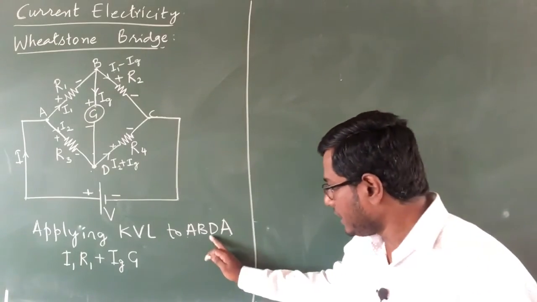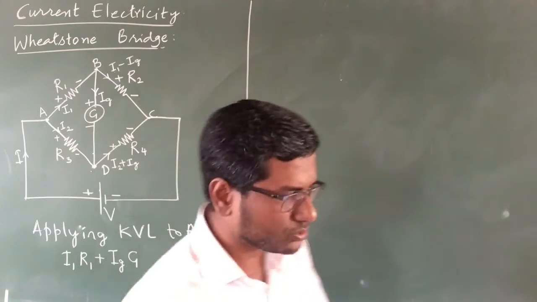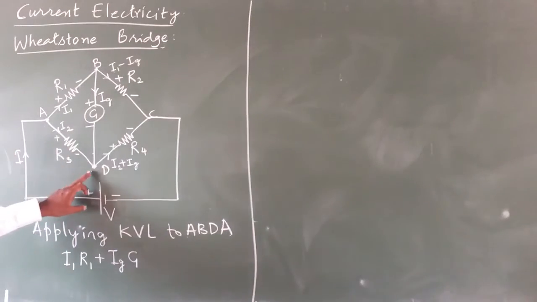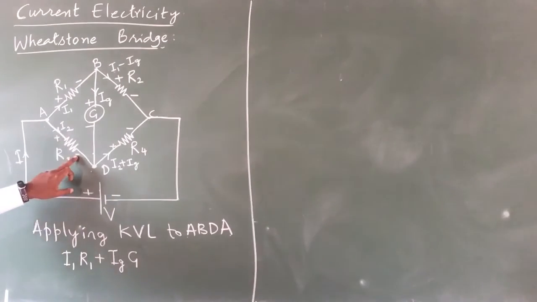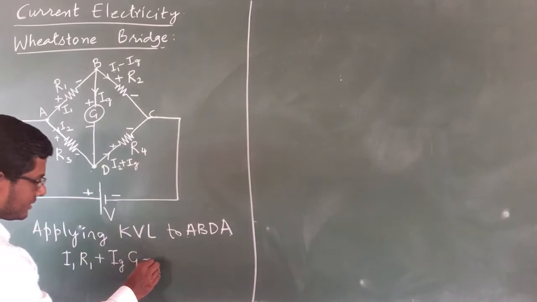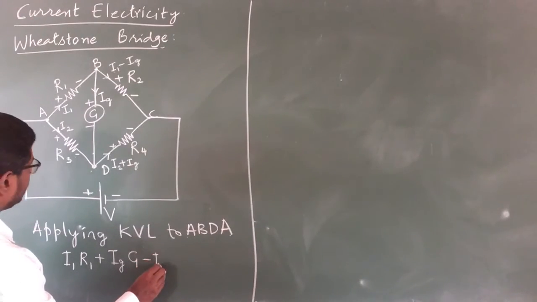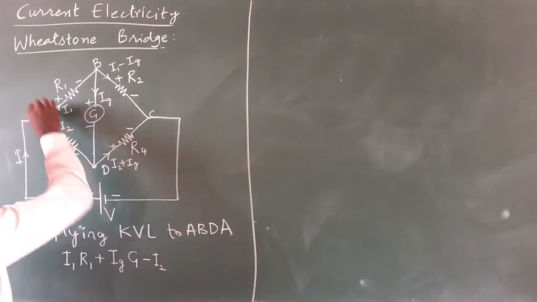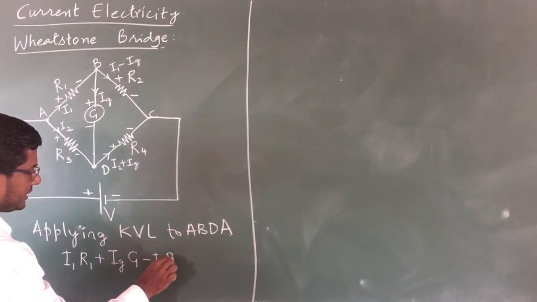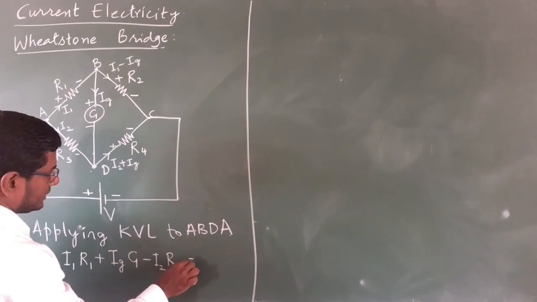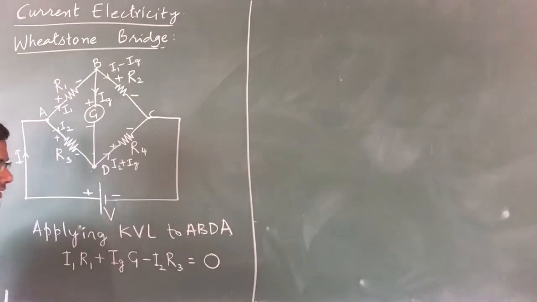Then for the third part, D to A. What is the first sign I come across going from D to A? It is a minus sign. So it will be a minus. The current flowing there will be I2, and the resistance which is present there is R3, and this entire thing should be equated to 0.